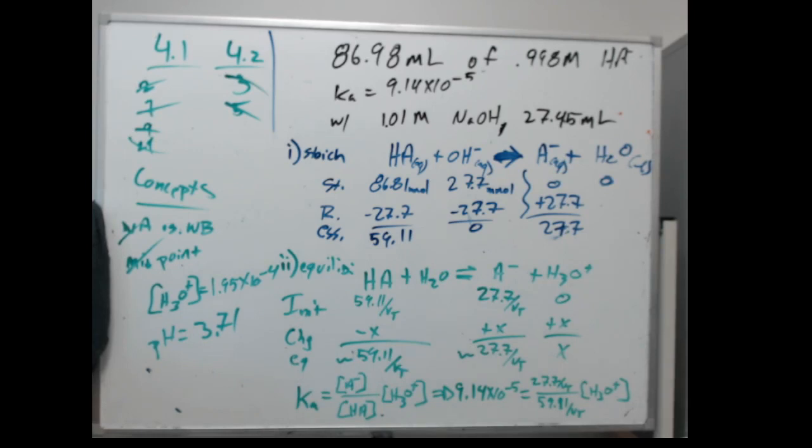Being off by 0.1 doesn't seem like a big deal until you realize it's logs and tens. My base moles was bigger than my weak acid, so you should end up with a pH slightly bigger than your midpoint pH. Okay, I got like 4.